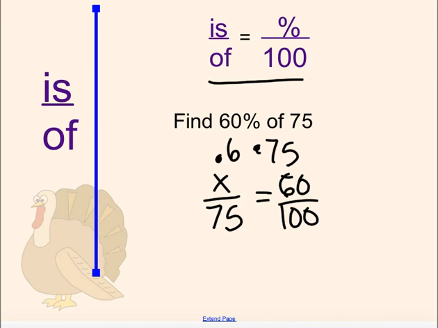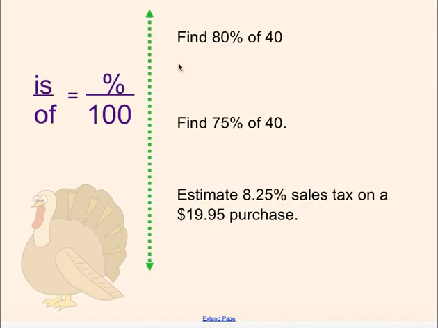Here are a couple other examples that you can try, using decimals and multiplying, or using the is over of equals percent over 100.